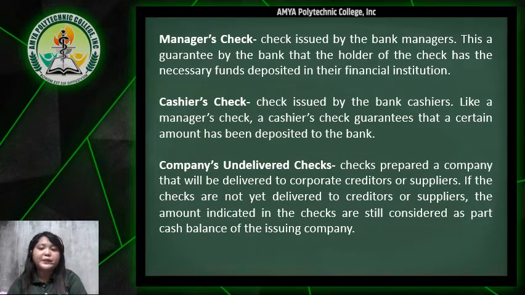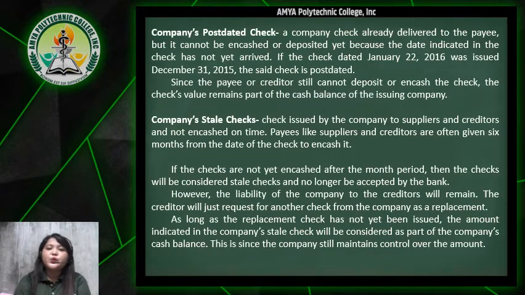These are checks prepared by the company that will be delivered to corporate creditors or suppliers. If the checks are not yet delivered to creditors or suppliers, the amount indicated in the checks is still considered part of the cash balance of the issuing company. And of course, the last two. We have the company's post-dated check. This is a company check already delivered to the payee, but it cannot be encashed or deposited yet because the date indicated in the check has not yet arrived.